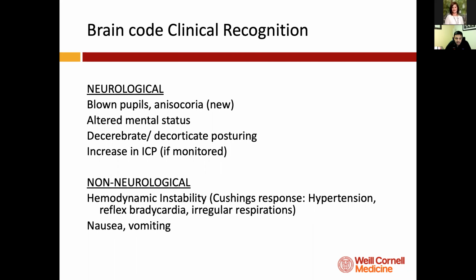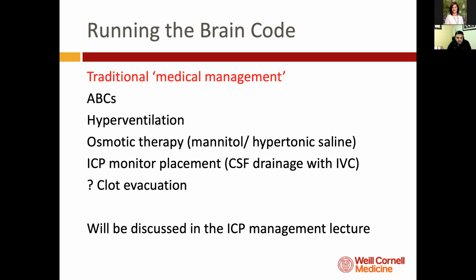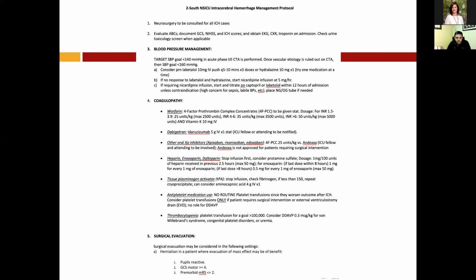There can be non-neurologic or systemic manifestations of a herniation event, which include hypertension, bradycardia, and irregular breathing, which is what we call Cushing's response. So that's something to also keep in mind. So in the ICU, nausea, vomiting, bradycardia are taken very seriously for the same reasons. Now, I'm not going to go into much detail because I believe there is a dedicated lecture on ICP management sometime in the near future, so I'm going to skip this concept.